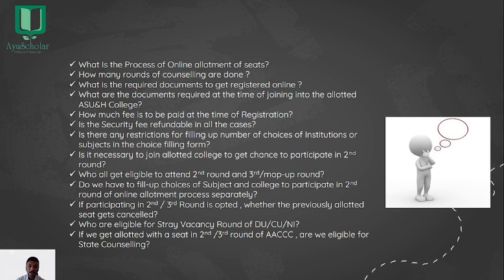Who all are eligible to attend the second round and the third or mop-up round? Do we have to fill up choices of subjects and colleges separately to participate in the second round of the online allotment process? If participating in the second and third round is opted, whether the previously allotted seat gets cancelled or not? Who is eligible for the stray vacancy round of deemed universities, central or national institutes? If we are allotted a seat in the second or third round of AACCC online counseling, are we eligible for state counseling? These get cleared in this series.